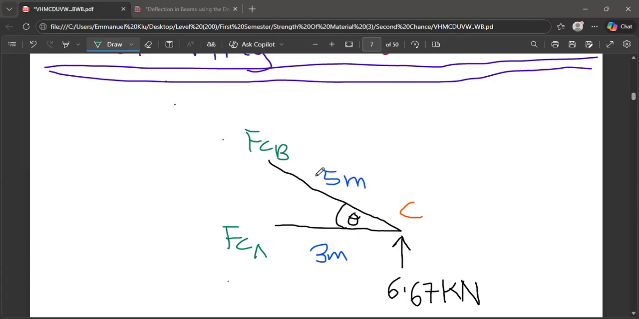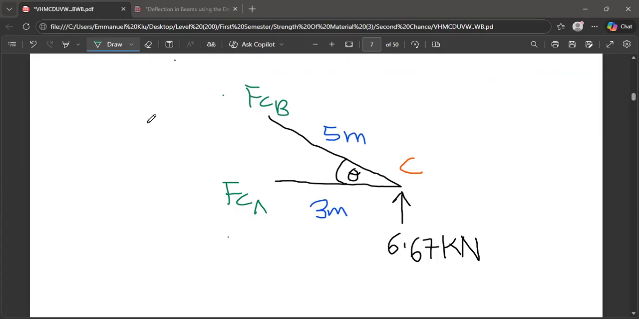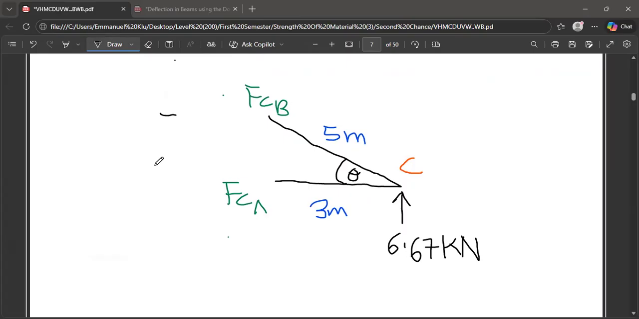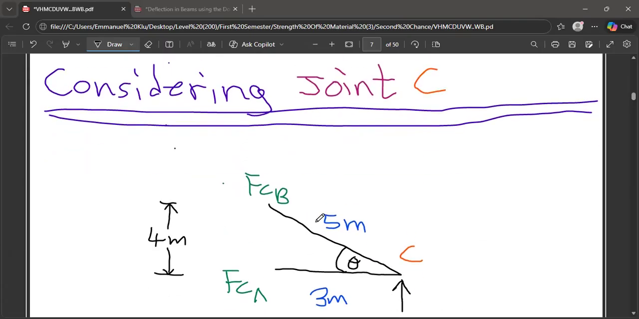So let's proceed. I'm going to put my height of 4 meters over here. So this is 4 meters. Exactly. This is 4 meters. So from here, the same procedures we adapted, we're going to use them to calculate for our joint C.